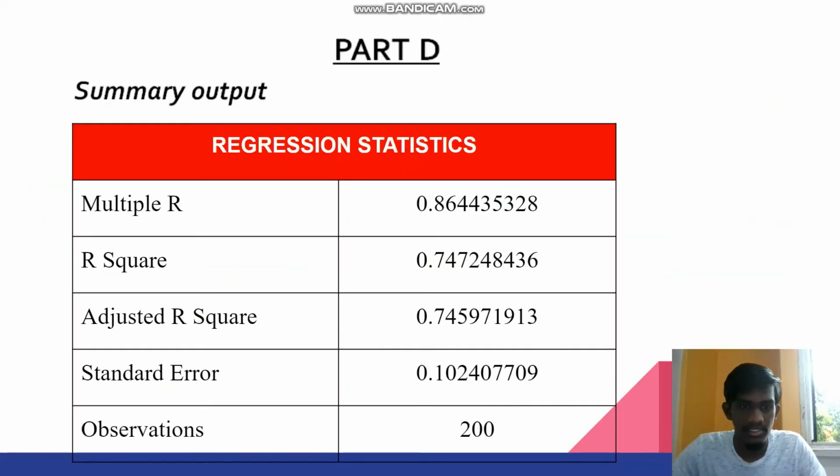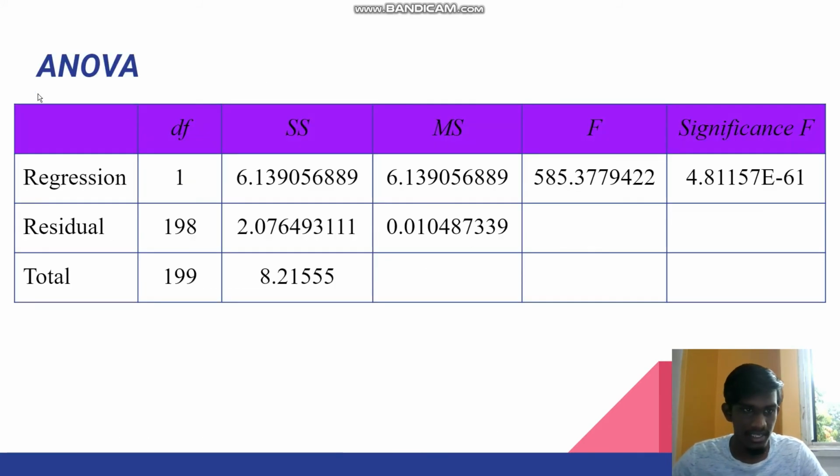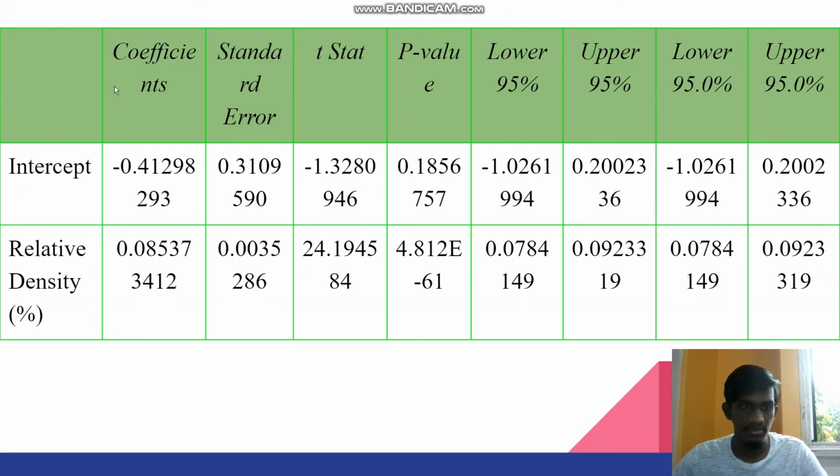Hello, my name is Sivanesha, and I would like to discuss my part, which is part D. From the question, we get the data with 200 observations. We did a summary output from Excel using regression statistics, where we get the multiple R, which is 0.864435328. Next, this is the second table, where we get the significance F value, which is 4.81157 exponent negative 61. And next, this is the third table, where we get the coefficients of intercept and coefficients of relative density.